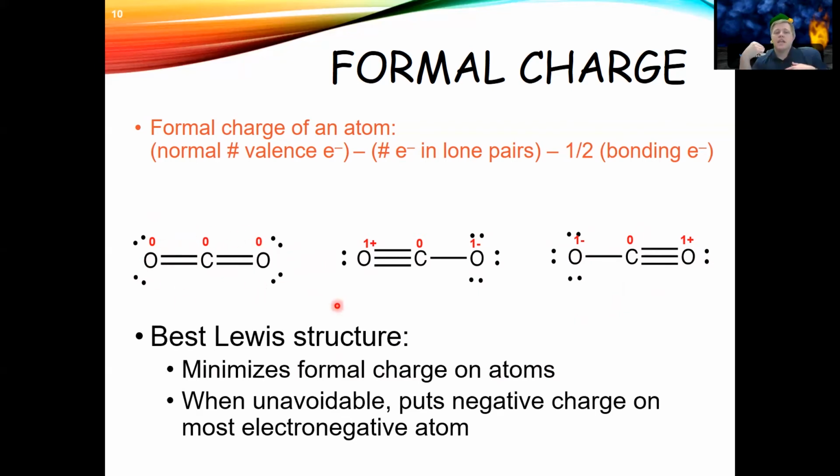Now, you can't always get the charge down to 0, especially if you have a charged anion. If you have extra electrons in there, you're never going to get all of the atoms down to 0. So when it's unavoidable, you're going to try and put your negative charge on the most electronegative atoms available. And that can be a little tricky, but I think you'll get a hang of it.